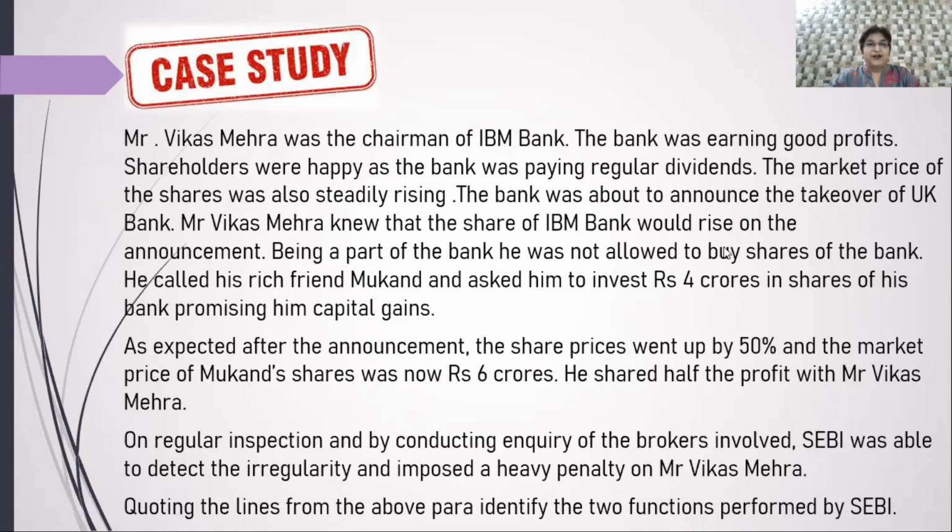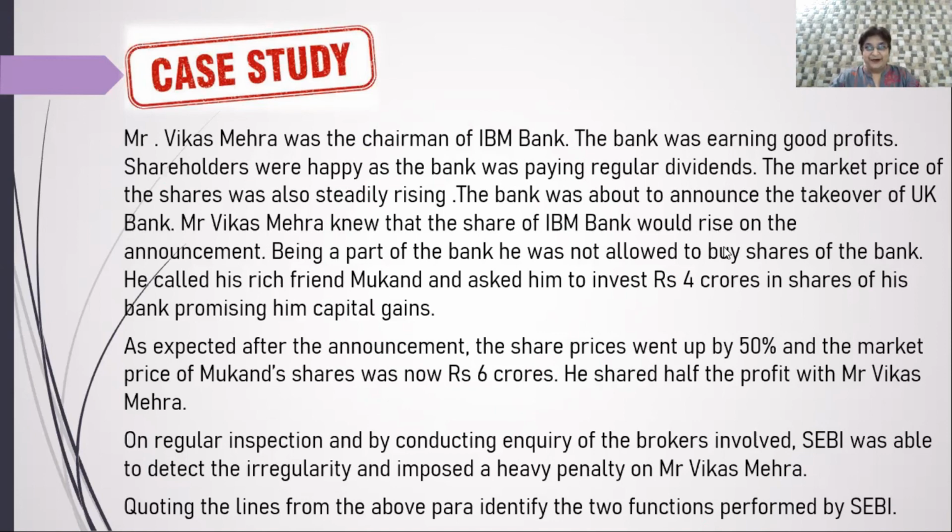He called his rich friend Mukund and asked him to invest 4 crores in shares of the bank, promising him capital gains. As expected, after the announcement, the share price went up by 50%, and the market value of Mukund's shares was now 6 crores. He shared half the profit with Mr. Vikas Mahra. On regular inspection and by conducting inquiry of the brokers involved, SEBI was able to detect the irregularity and imposed a heavy penalty on Mr. Vikas Mahra. So I have identified the 2 functions.